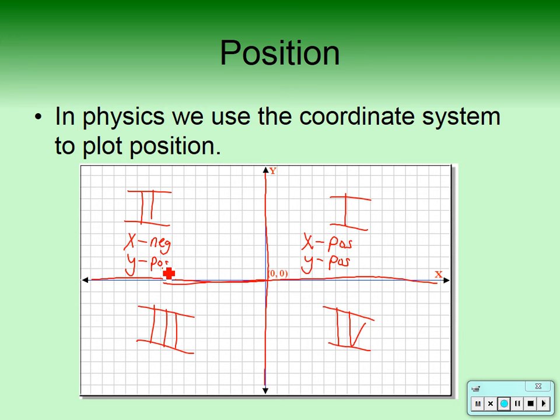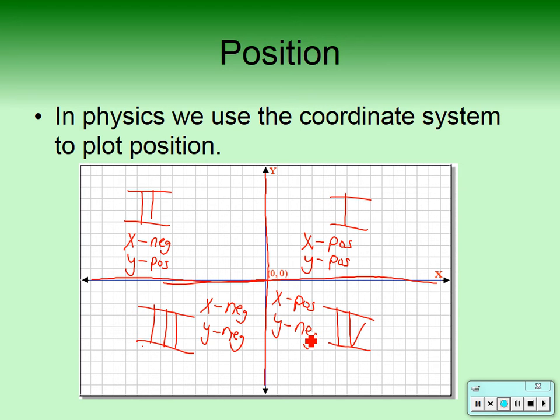Okay? Let's go to quadrant number 3. X is what here? Negative. And y is also negative. Yeah, we had to go left, which makes x negative, and we had to go down, which makes y negative. Let's go to quadrant number 4. X is what here, guys? Positive, because we went to the right. And y is negative, because we had to go down.